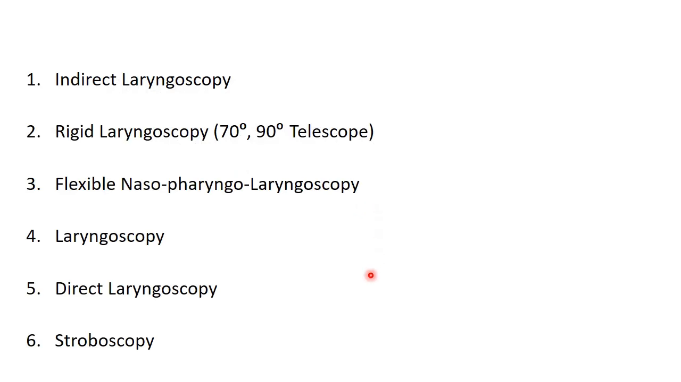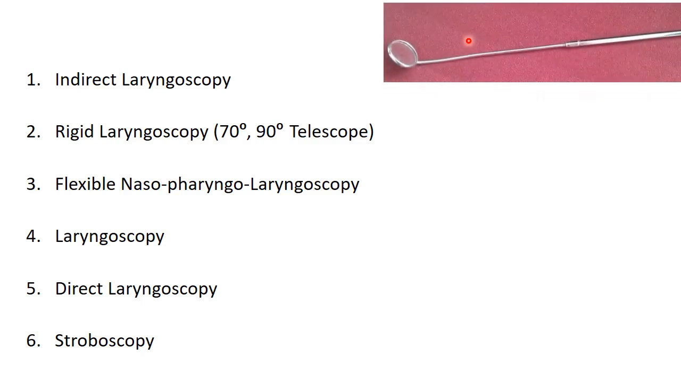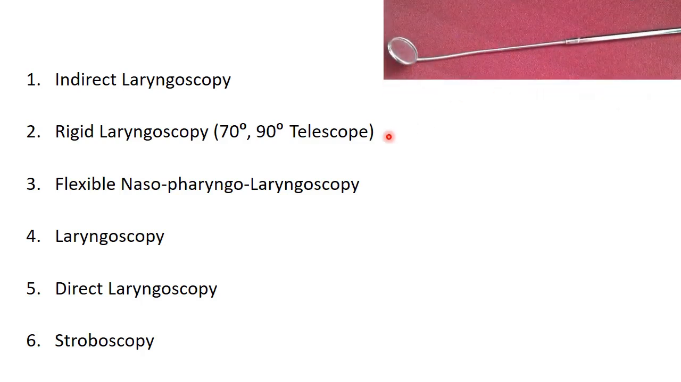So the first method and the most commonly used is the indirect laryngoscopy. It is carried out routinely during an ENT examination everywhere, wherever a full ENT examination is being carried out, and all the medical students should know how to perform indirect laryngoscopy. So this is an indirect laryngoscopy mirror. It is a straight mirror.